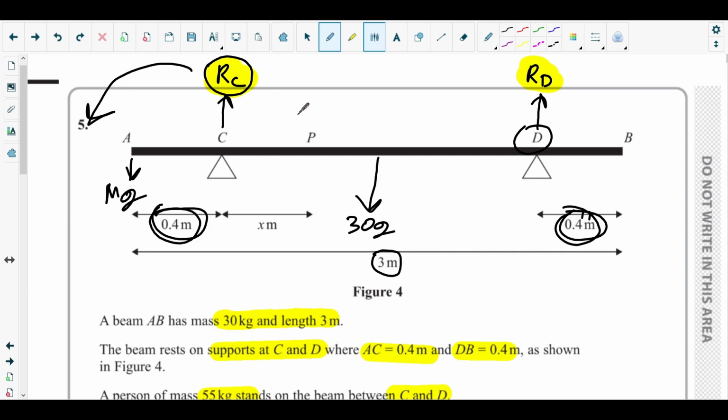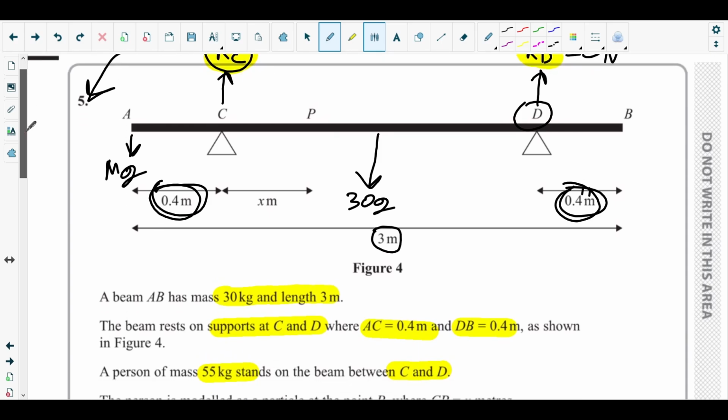So if the beam is on the point of tilting about C, then the normal contact force at D will be 0 newtons. Why? Since it is on the verge of rotating about C in the anti-clockwise direction, the contact between the beam at point D and the support is now the least. That's why the reaction at D is 0 newtons.